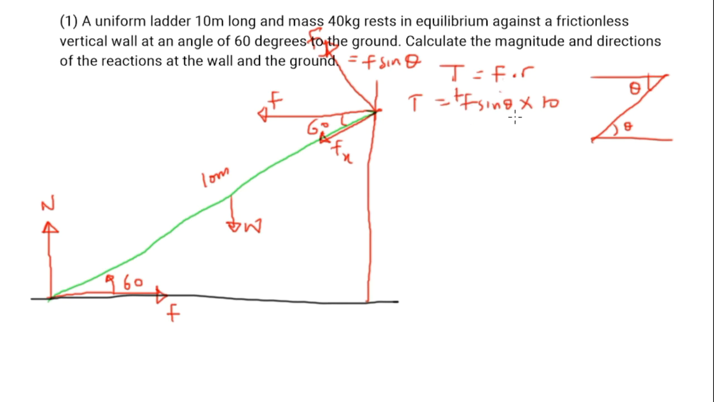Now where theta is 60 degrees, the torque will be F sine 60 degrees multiplied by 10. All right, so sine 60 degrees multiplied by 10 is root 3 over 2 multiplied by 10, that's 5 root 3. So the torque caused by F is equal to 5 root 3 F.